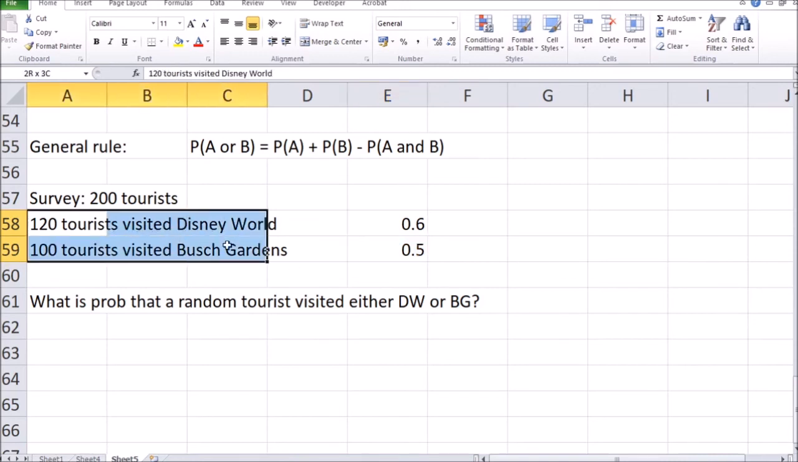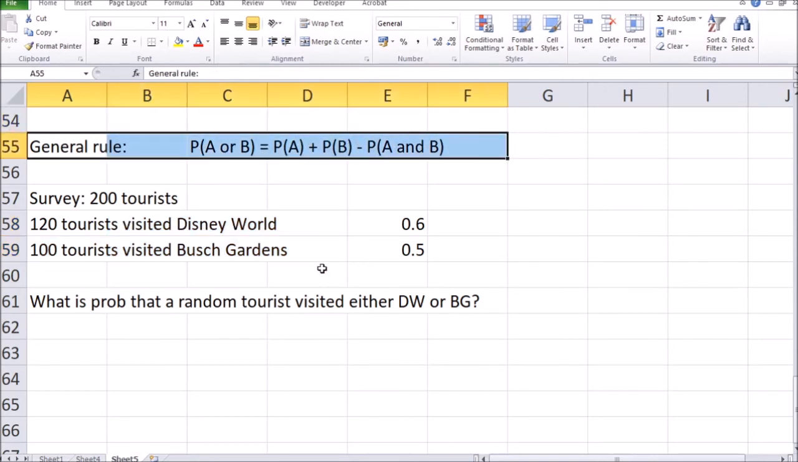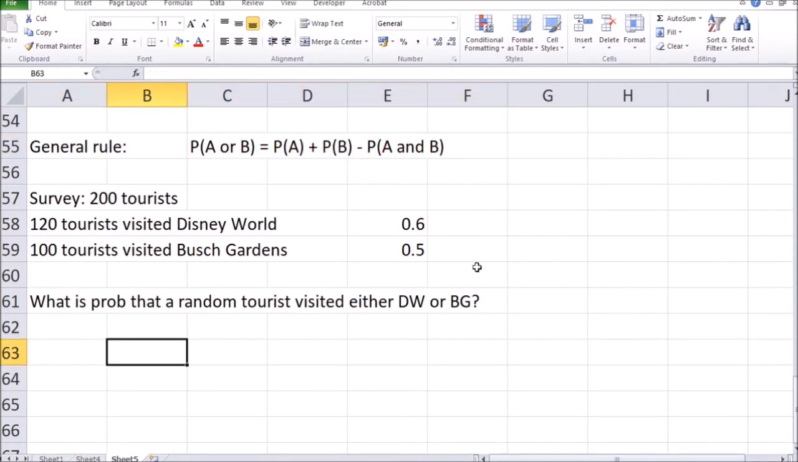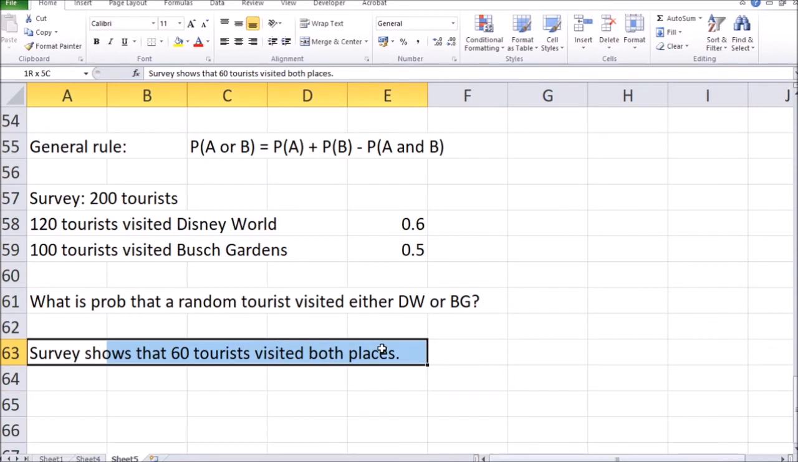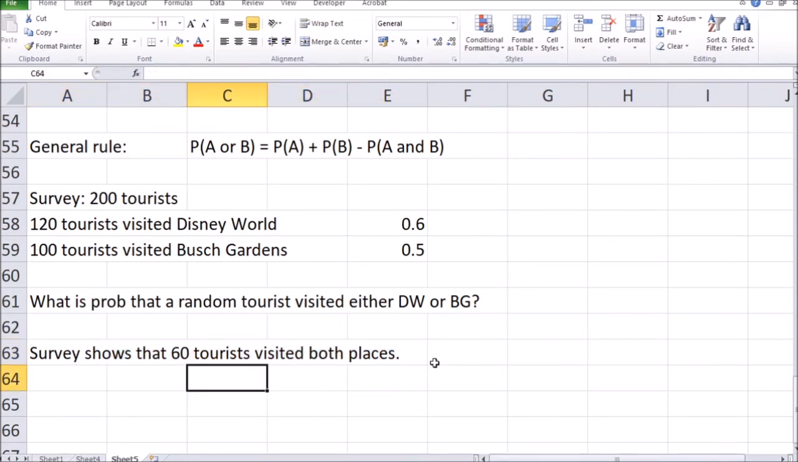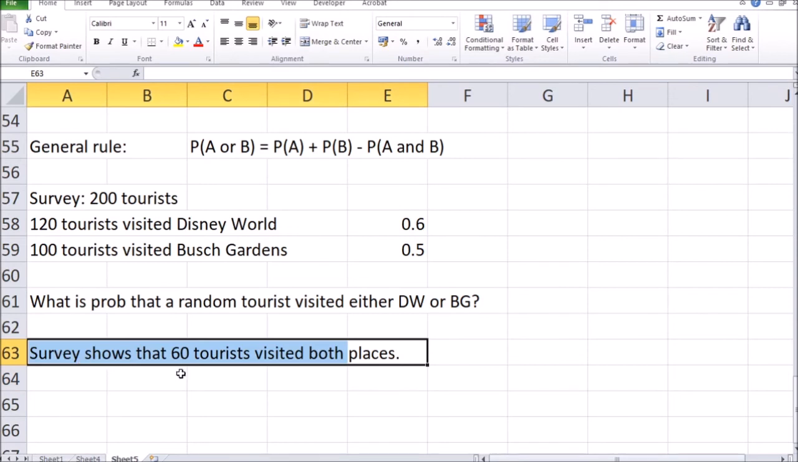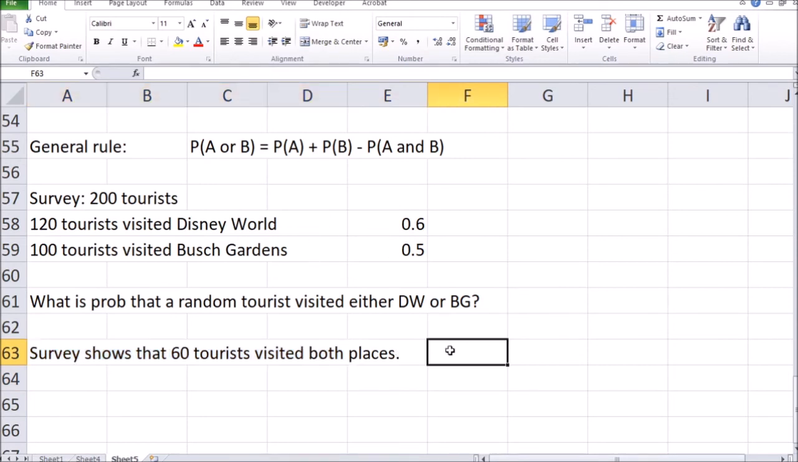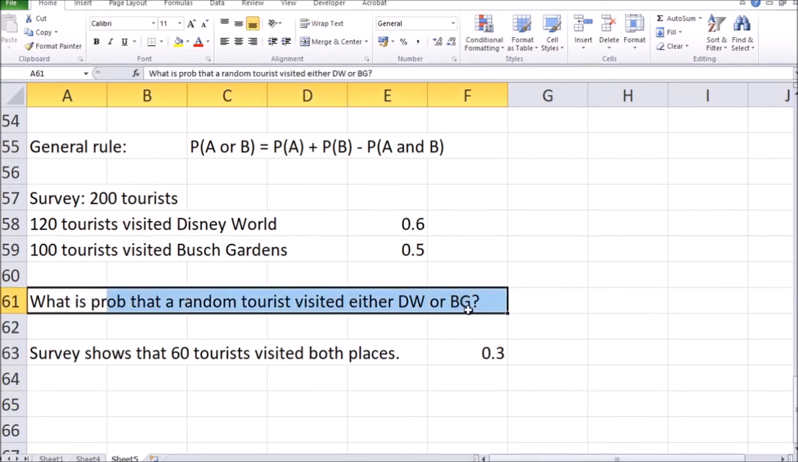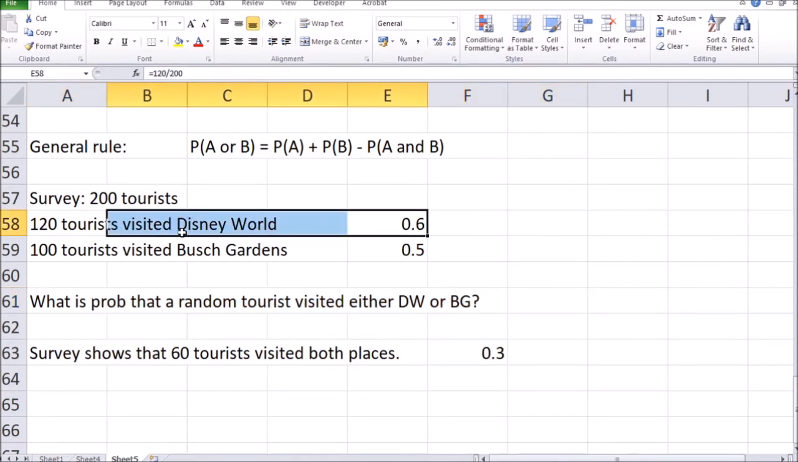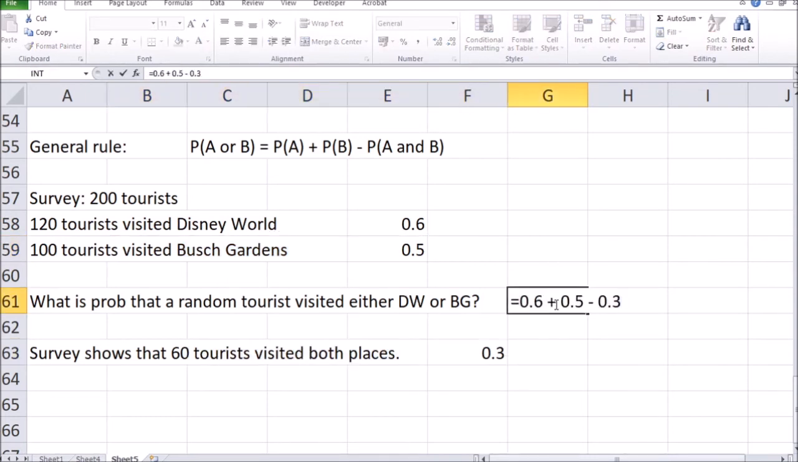So the thing is that these two events are actually not mutually exclusive, which means we have to use the general rule rather than the special rule to add these two probabilities. And in our case, let's just say that the survey shows that 60 tourists visited both places. So the joint probability that A and B, both places, will actually be visited, empirical probability, that's 60 over 200, that is 30% chance. So coming back to our question, the probability of any random tourist visiting either of these two places is the probability of visiting Disney World plus the probability of visiting the Busch Gardens minus the joint probability over here, which gives you, of course, 80% chance.